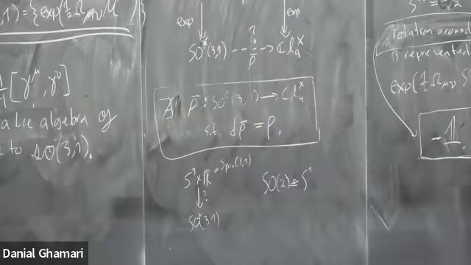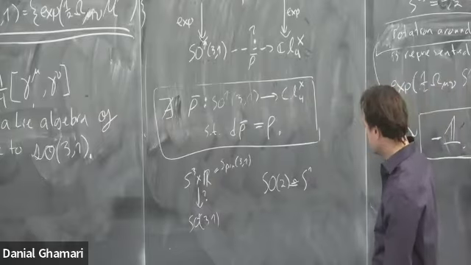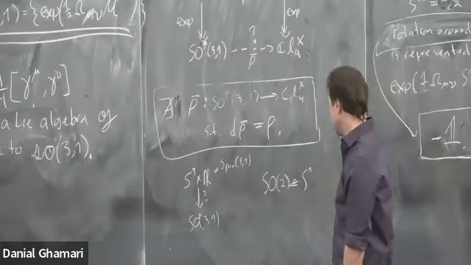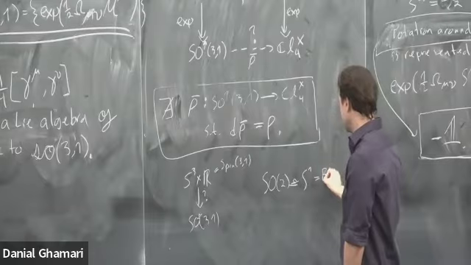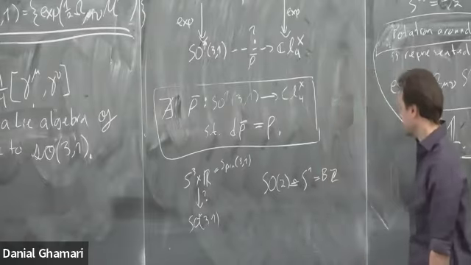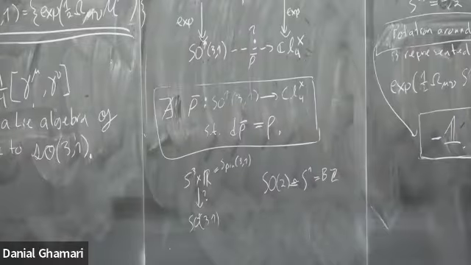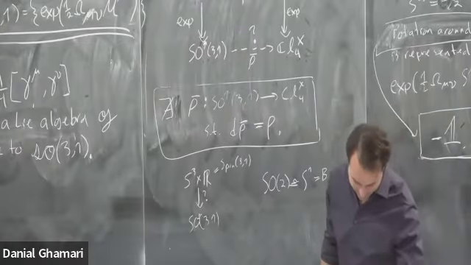Yeah. Like SO(2) being isomorphic to S1 is an accidental one. Yeah, pretty much. For high dimensions, it's not the case, for example.